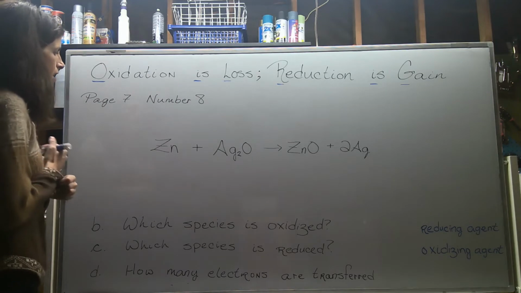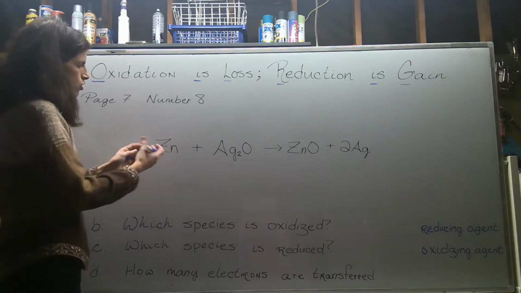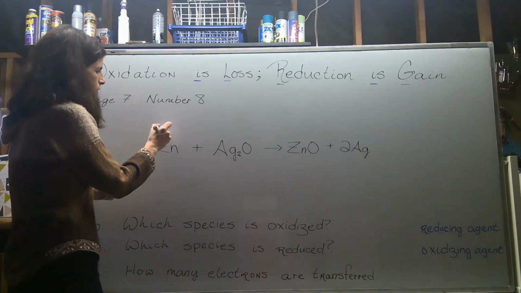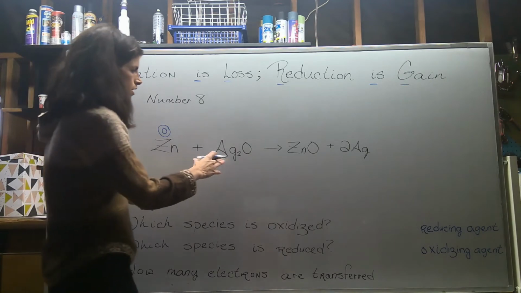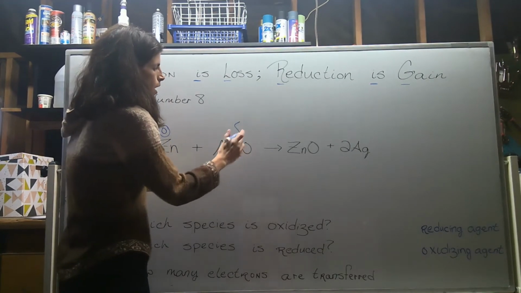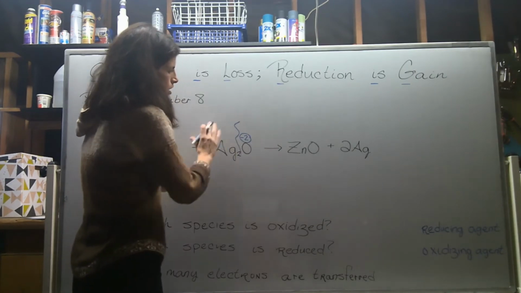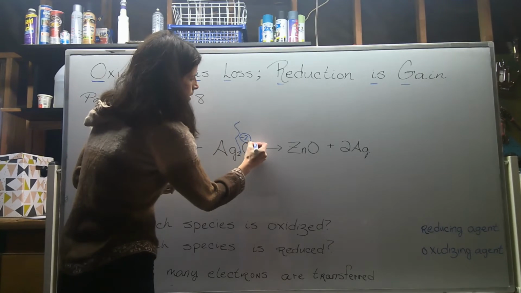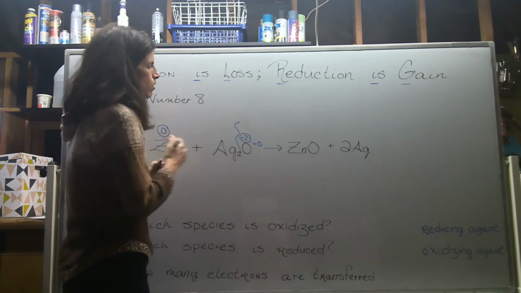So zinc is completely by itself, and it doesn't have a charge. It's a single thing, so it has an oxidation number of 0. Here with the silver oxide, I'm going to split it in half. I always do my oxygens first, so I'll do -2 on the oxygen. It's a neutral compound, so the oxidation numbers have to add up to 0.